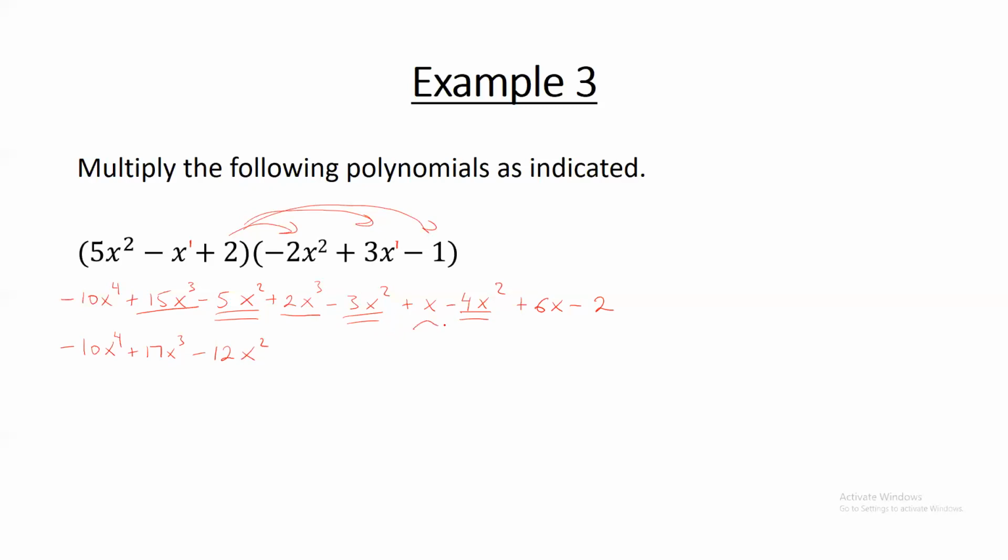For x's, we have 1x and 6x. Together, that's 7x. And finally, we have this minus 2. And there we go. This is our answer: negative 10x to the 4th plus 17x cubed minus 12x squared plus 7x minus 2.